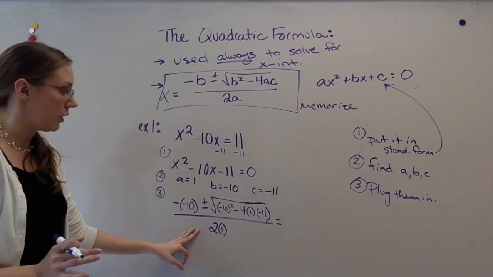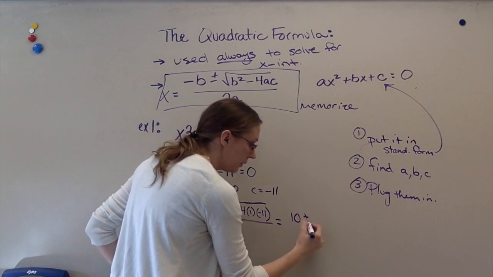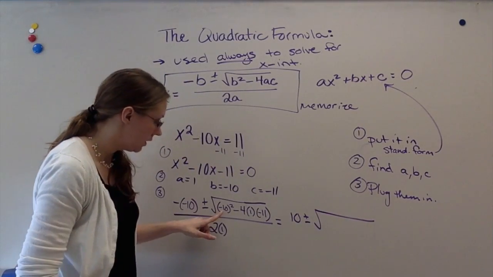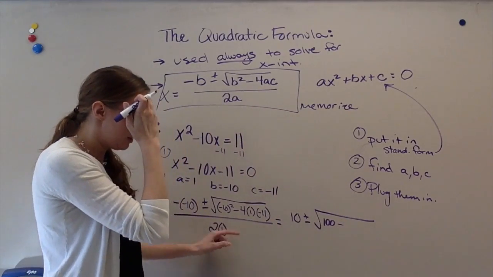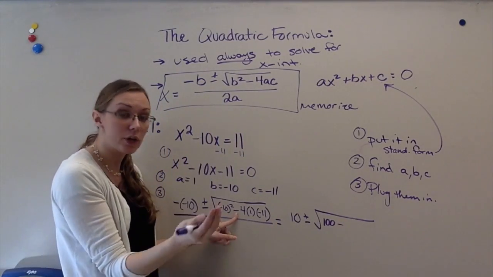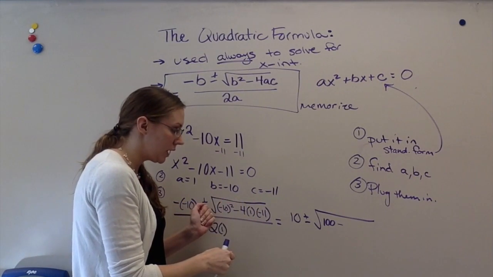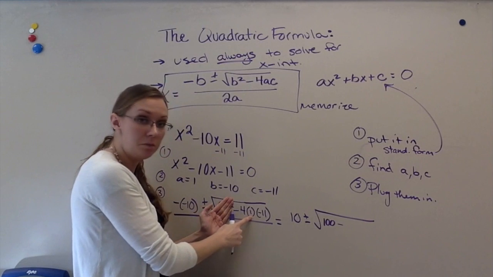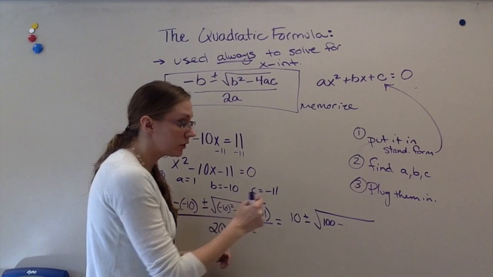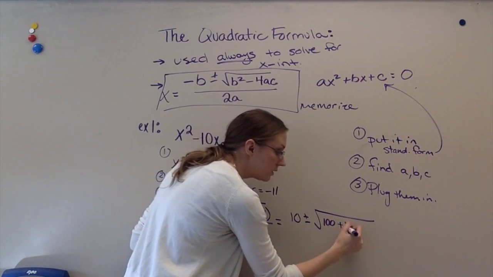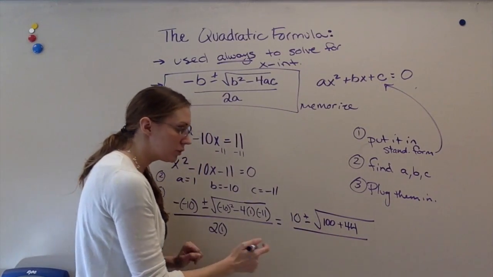So let's simplify this down a little bit. Okay, I'm going to start by doing my negative of negative 10, which is a positive 10, plus or minus the square root. Negative 10 squared is 100. Minus. I'm not going to do 100 minus 4. Order of operations says I need to make sure I multiply this chunk before I do the subtraction. So I'm going to do that right now. I have a negative 4 times 1, negative 4, times a negative 11 is a positive 44. So this minus is going to become a plus 44. And all of that is going to be over 2 times 1, which is 2.